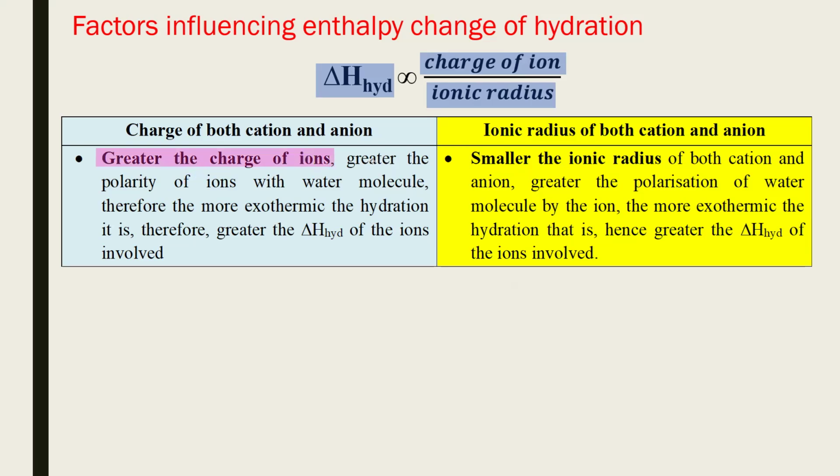So the greater the charge of the ion, the greater the polarity of the ions with the water molecule, and therefore the more exothermic the hydration. In terms of ionic radius, the smaller the ionic radius of both cation and anion, the greater the polarization of water by the ions, and the more exothermic the hydration is. So in short, if you want a high enthalpy change of hydration, you must have a high charge and a small ionic radius. But unlike lattice energy, where you consider both together, in hydration they are separate. Okay.